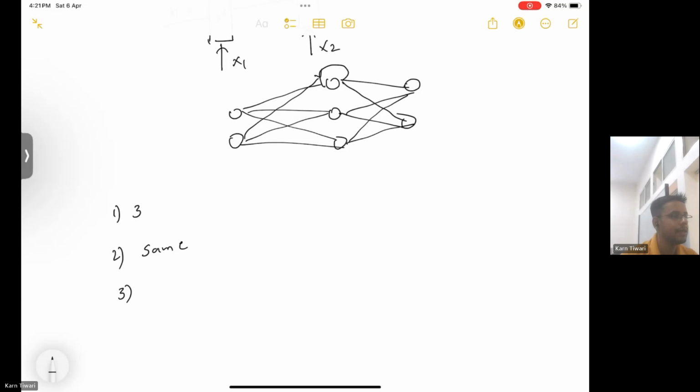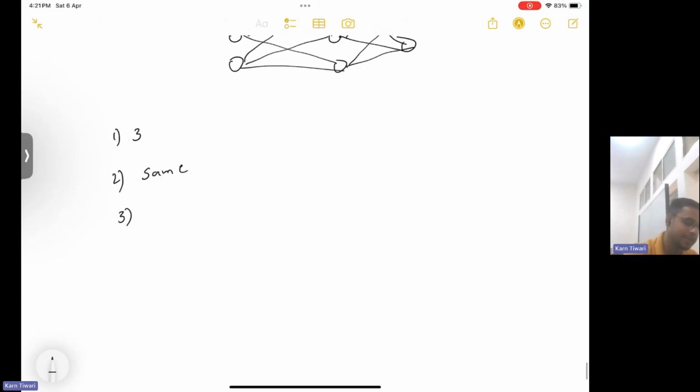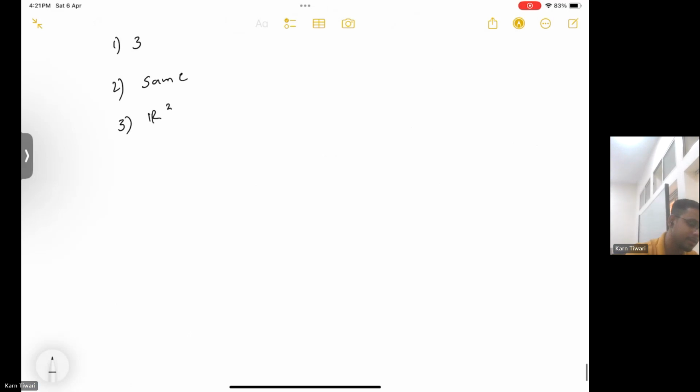Okay. So since the number of neurons we are having here, the hidden representation is 3. So the weight matrix W will be R to the power D plus D, where D is the number of hidden neurons, and D is equal to 3. So the answer is R to the power 3 plus 3. So that was the first three questions.